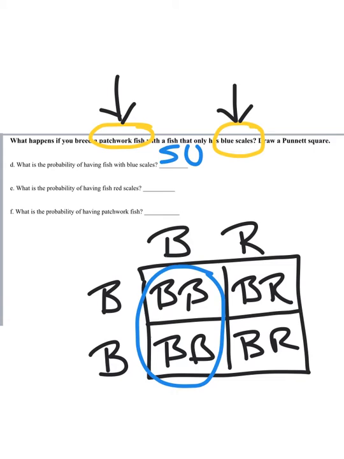In order to have red fish, according to the first part, it would have to be RR. But in this Punnett square, I don't see any RR. So that means it would be 0%. And then the last question, what is the probability of having a patchwork fish? And according to the first part, a patchwork fish is BR. And so we have these two out of four that are BR. That would be 50%.